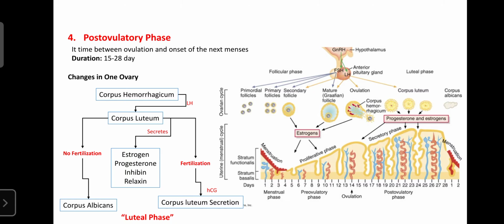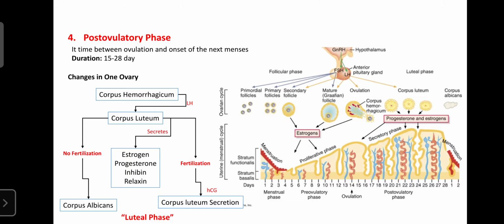This is the phase after ovulation. That period is known as the post ovulatory phase. It is the time between ovulation and the onset of the next menses or menstrual flow. If fertilization occurs, it is helpful for the development of the embryo. If fertilization does not occur, it is responsible for removal of the unfertilized ovum in the form of menses. Certain changes will occur in both the ovary as well as the uterus. The duration of the post ovulatory phase is 15 to 28 days if the cycle is a 28 day cycle.